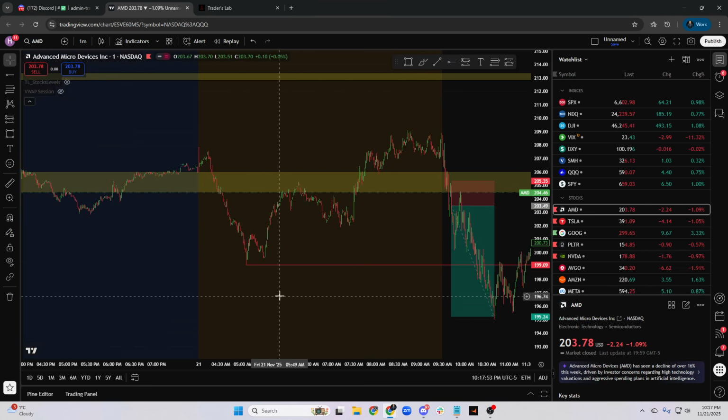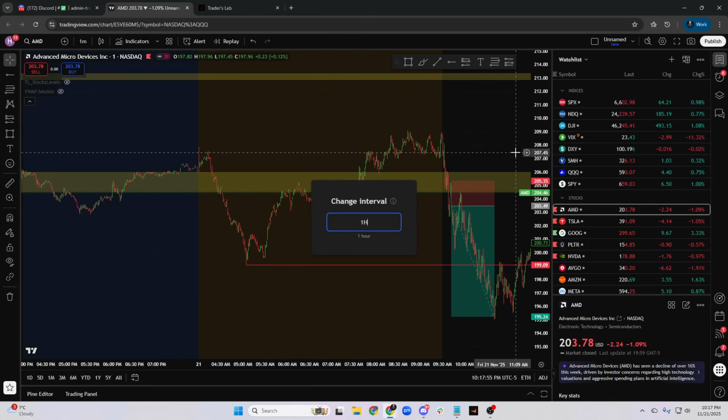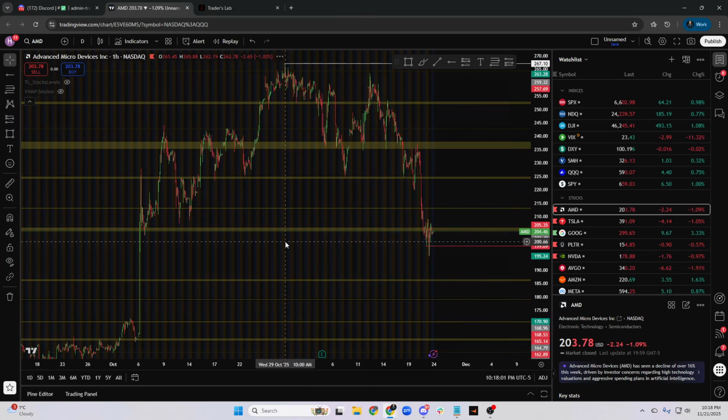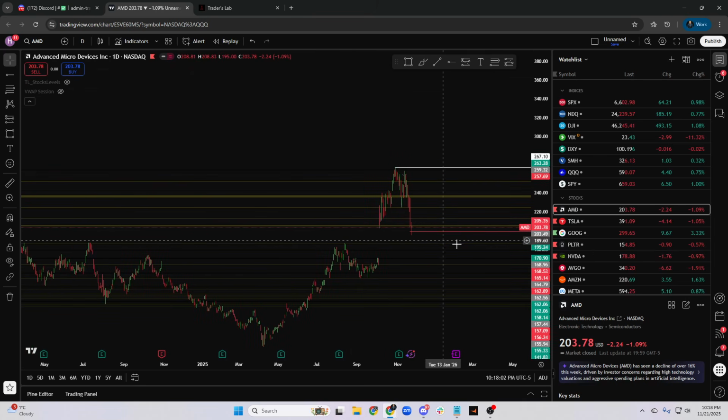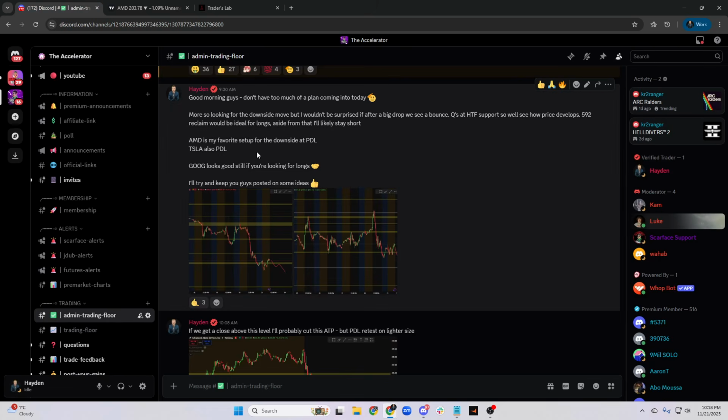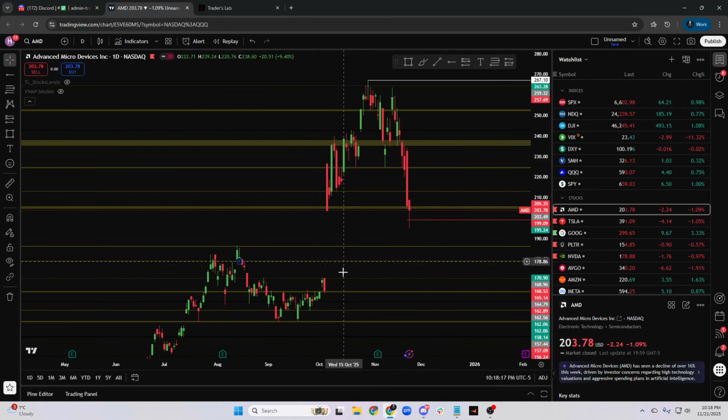First and foremost, you guys know how I like to run these. Usually I'll jump through the higher time frames and check those out first before I go to the low time frames, because I always have a little bit of a game plan coming in. So as for today, I did mention that AMD is my favorite setup for the downside at previous day low. That was the main trade idea. We have a huge gap to fill on the daily time frame. This is basically your last level of support. If we break that, we have some decent room for continuation, potentially into the next coming sessions as well.